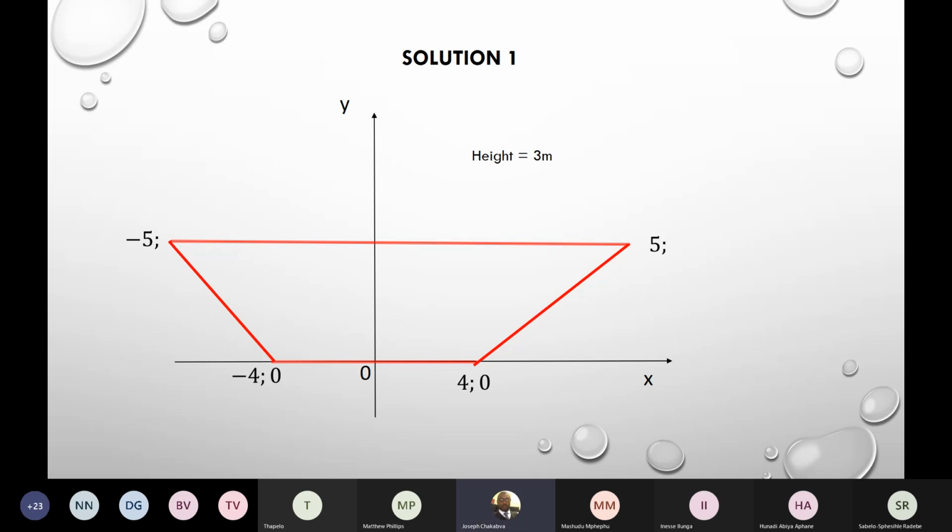Now, they tell us that the height is 3 meters. It basically means that there's the 3 meters there, from the bottom to the top. So, what is that? It results in us having a 3 there. Any questions so far?